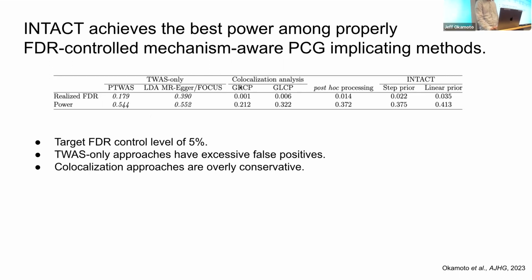The colocalization methods here in the middle, you can see that they're generally relatively conservative compared to the other methods. And then finally, if you look all the way over here on the right, INTACT using the linear prior, you can see that this actually has the highest power of all of the properly FDR controlled methods.